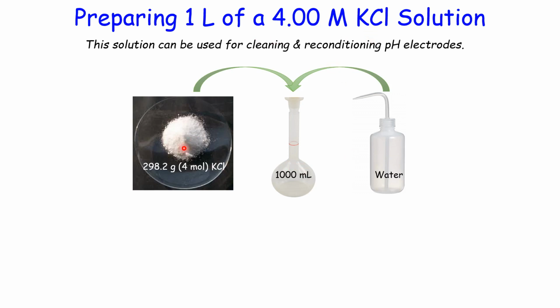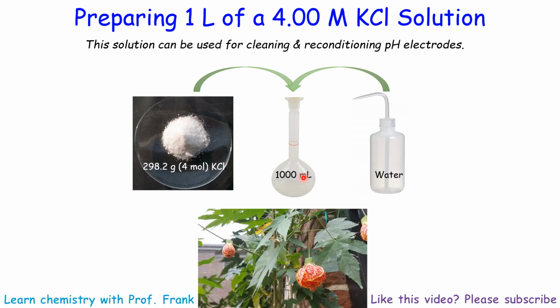Potassium chloride is a crystal, so we weigh out 4 moles of potassium chloride. We place the 4 moles of potassium chloride into this volumetric flask. Then we simply add water to it till this mark. Then you shake it or mix the solution, and that is a 4 molar potassium chloride solution, and the volume is 1 liter. So that's how we normally make solutions.